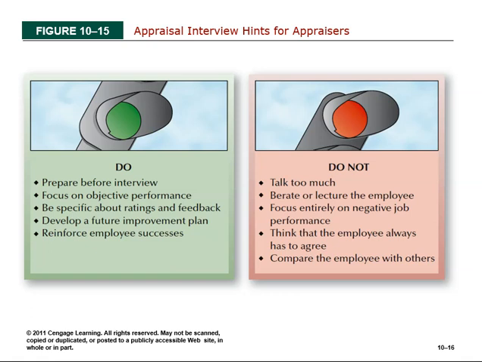Some things you should absolutely not do. Do not talk too much. Allow the employee to respond. Allow them to share how they feel. Don't berate or lecture the employee. Do not focus totally on the negative parts of what a person's job is or what they've done poorly on. Right? Don't think that the employee has to agree with you. This is a big opportunity for that whole agree to disagree thing, but don't use those words. So state your opinion, state the results. If the employee disagrees, that's okay. They're entitled to their own opinion. And don't compare the employee to other workers. This could create hostility between the two workers.